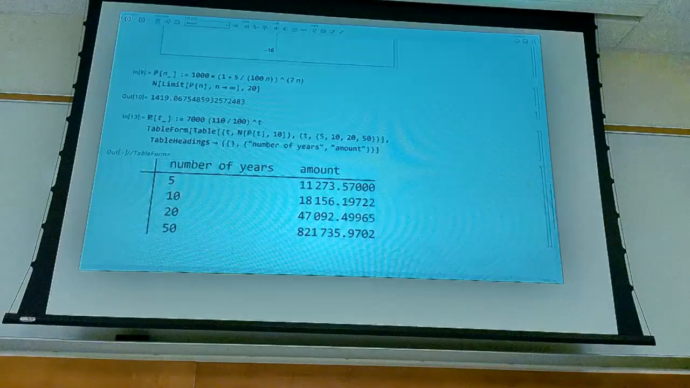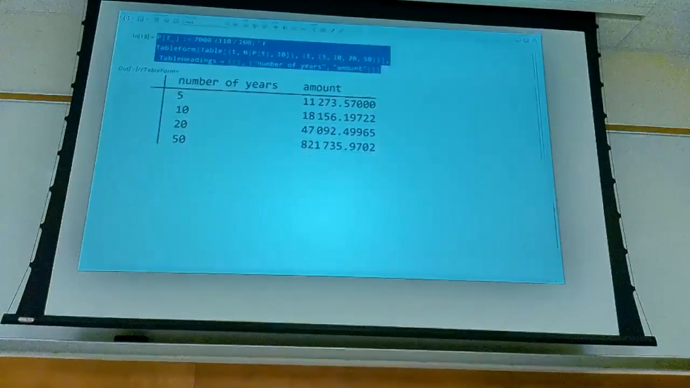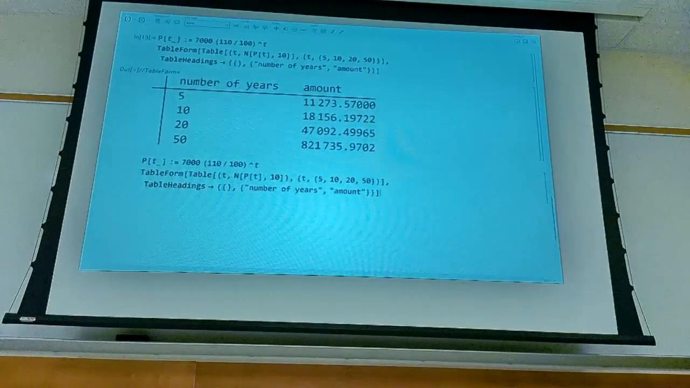Let's do this. Except now let's make it 15% instead of 10%, which you should easily be able to find.